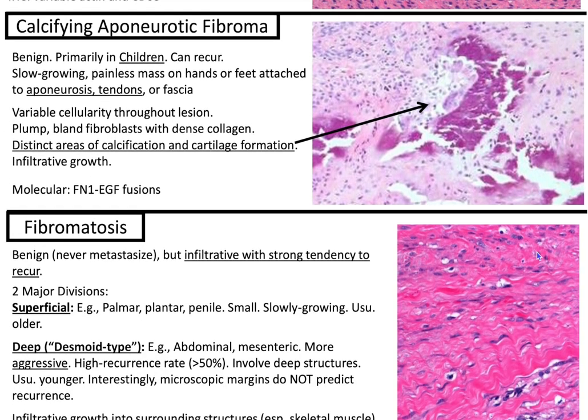Calcifying aponeurotic fibroma. Say that 100 times quickly, backwards, with one foot. I'm just joking. Calcifying aponeurotic fibroma.